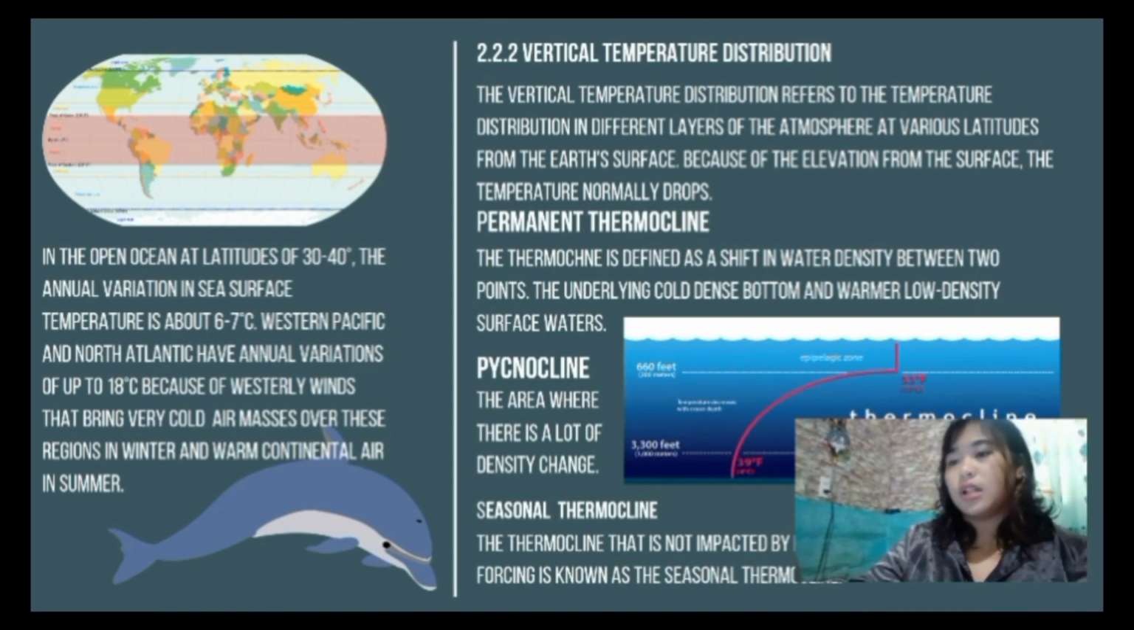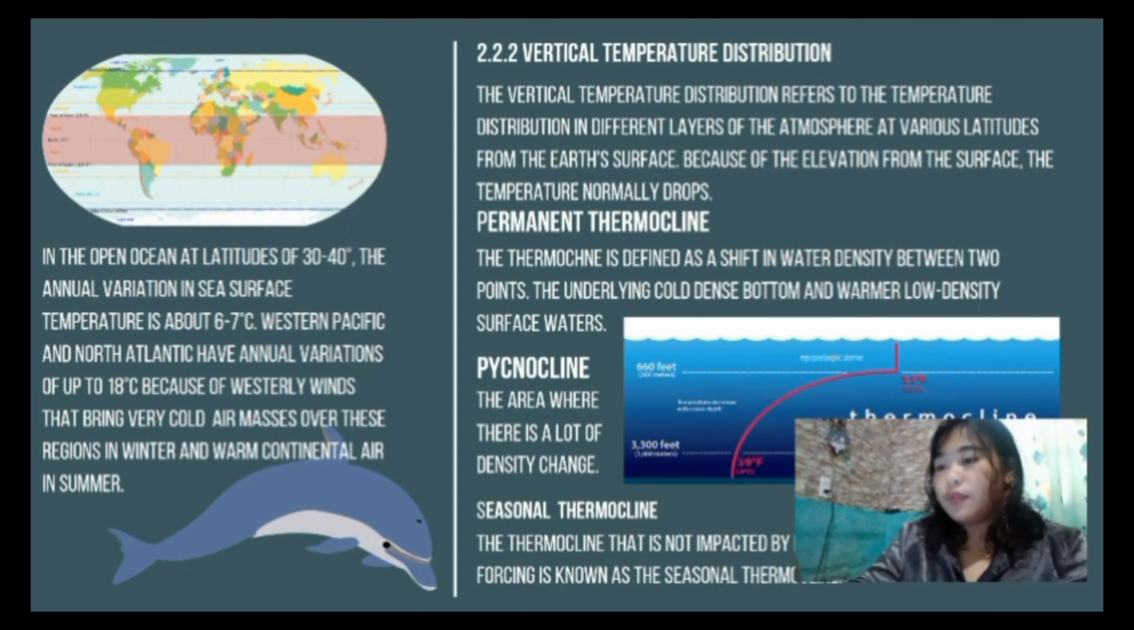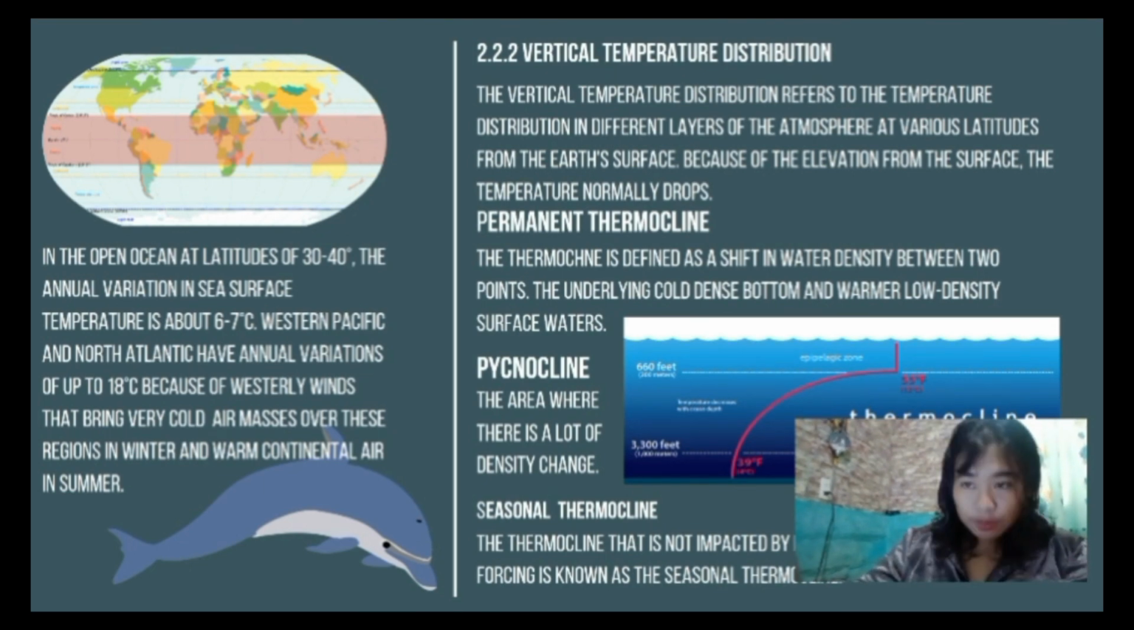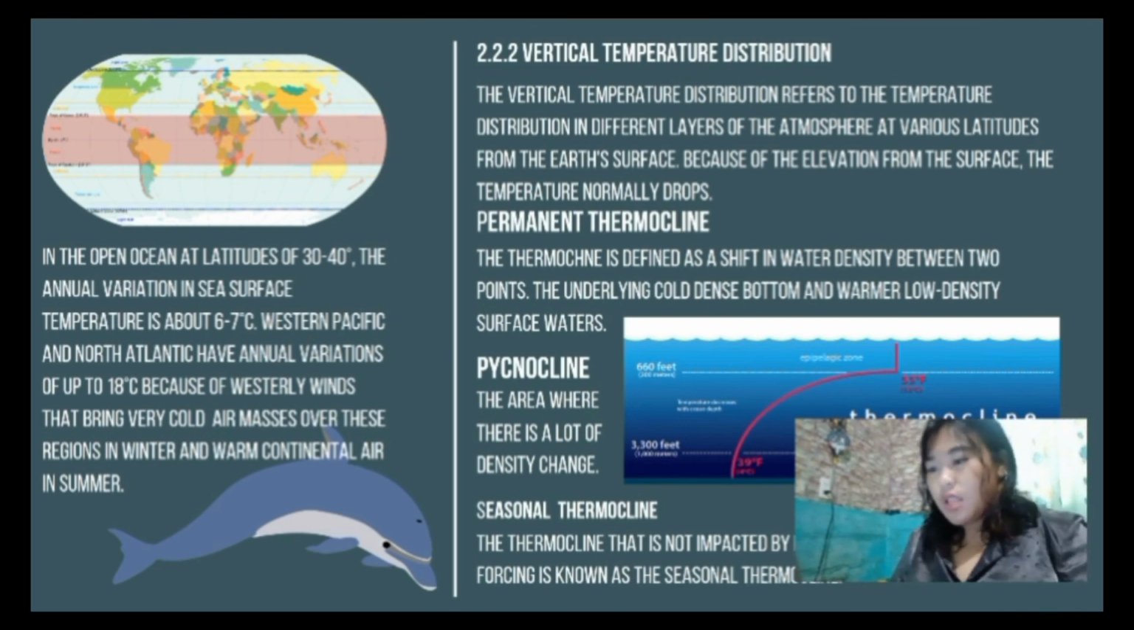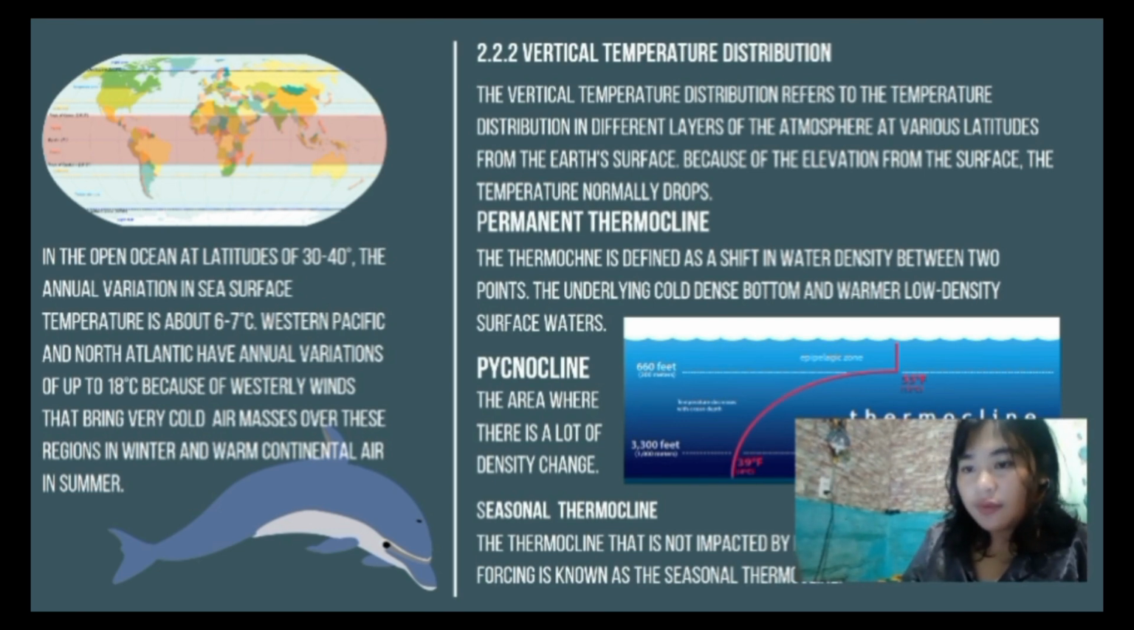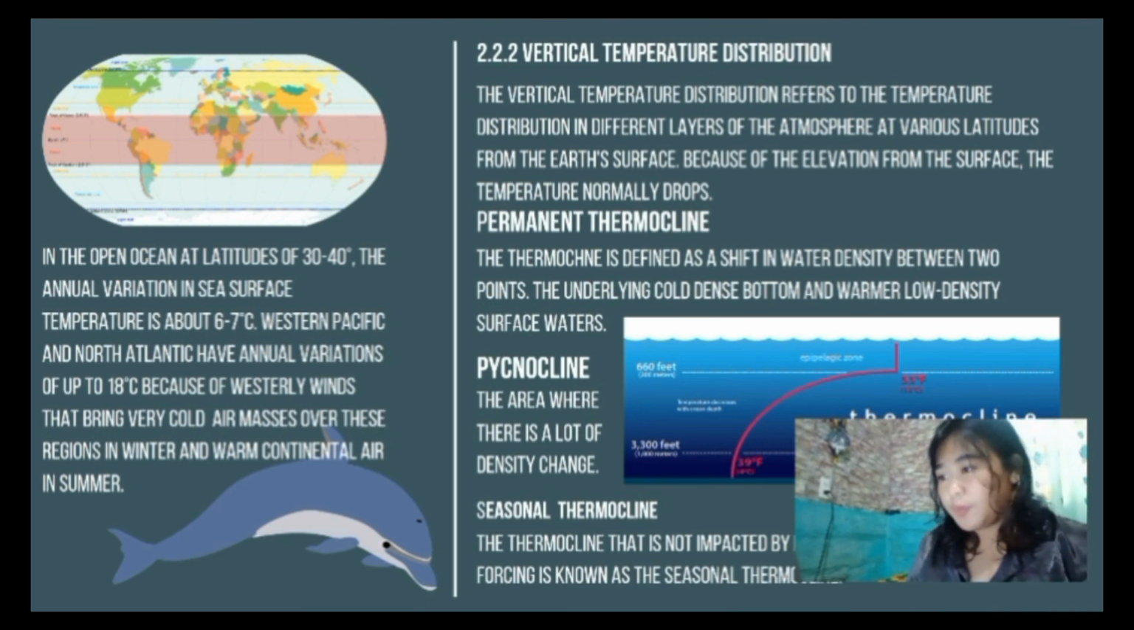Next is the vertical temperature distribution. The vertical temperature distribution refers to the temperature distribution in different layers at various latitudes from the Earth's surface. Because of the elevation from the surface, temperature normally drops. The temperature difference between the surface and the bottom of the ocean can be as large as 20 degrees Celsius.